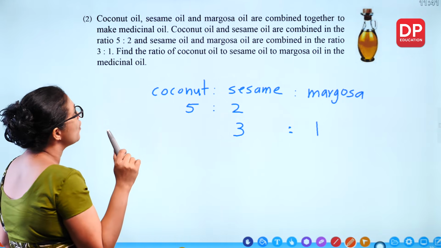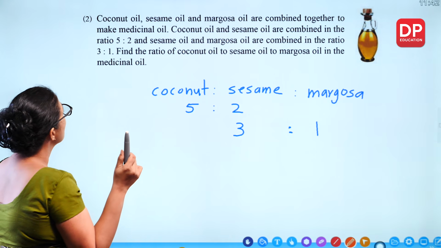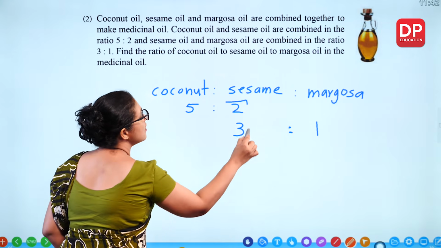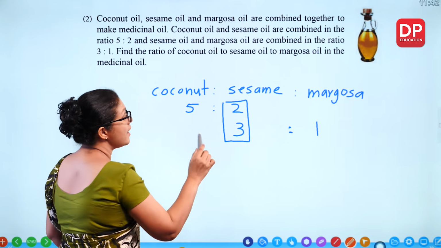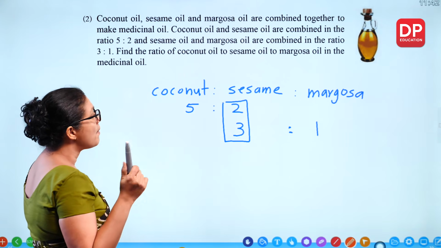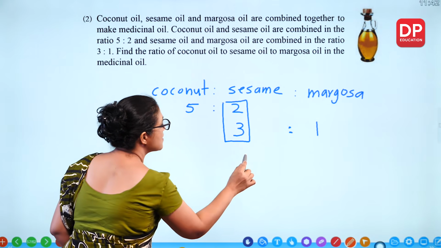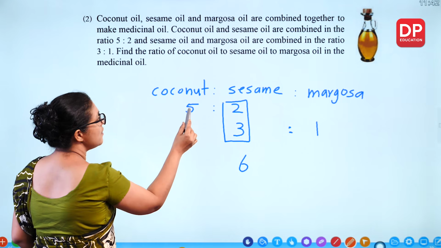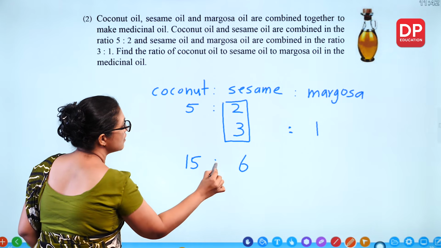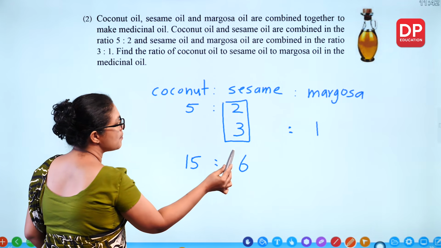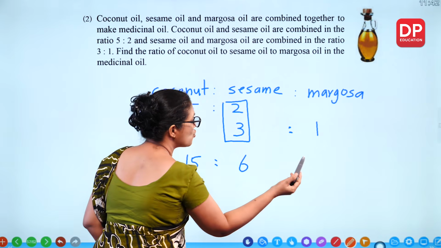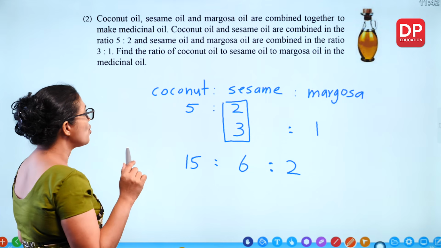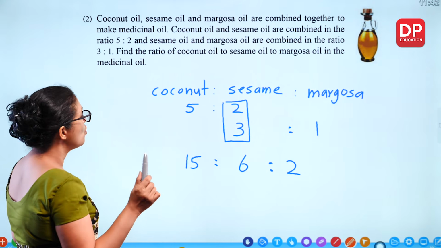Now you are asked to find the combined ratio between coconut oil, sesame oil and margosa oil. So we need to find the lowest common multiple of 2 and 3. That's 6. How do you get 6 from 2? Multiply by 3. 3 times 5, 15. 3 to 6, multiply by 2. 1 times 2, you get 2. So what's the combined ratio? 15 to 6 to 2.